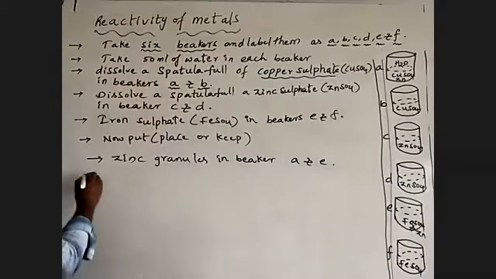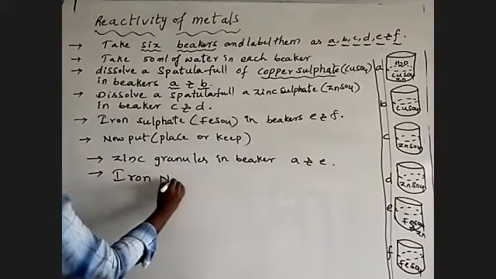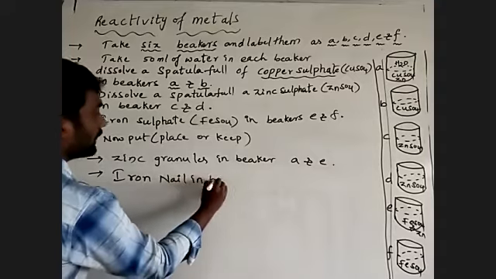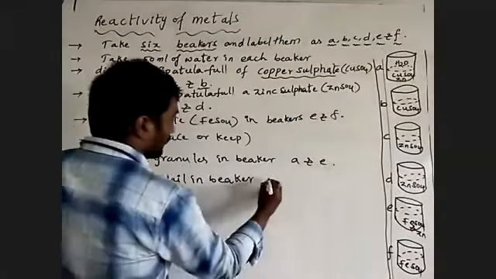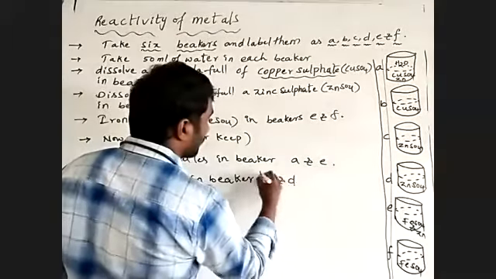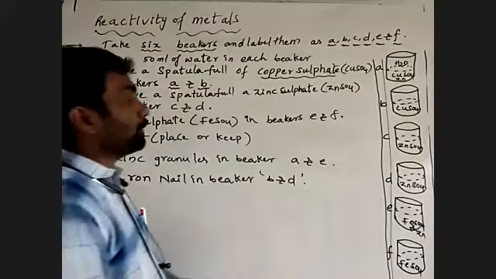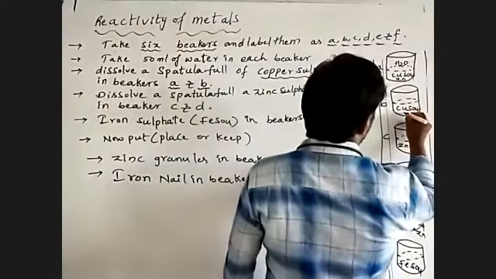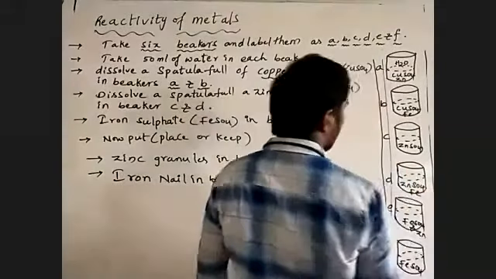And next, one more we are doing: iron nail in beakers B and D. Iron nails are placed in beakers B and D. This is B, iron nail, Fe; D, iron nail, Fe.